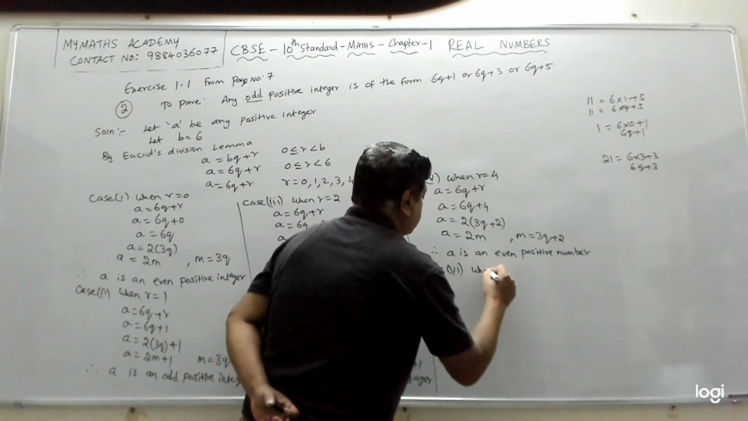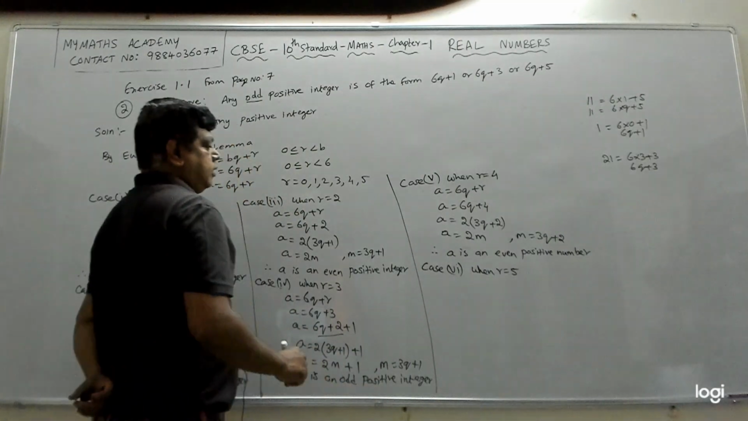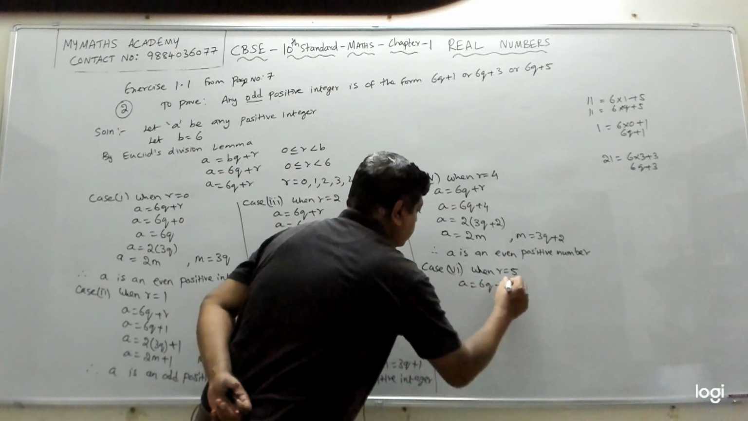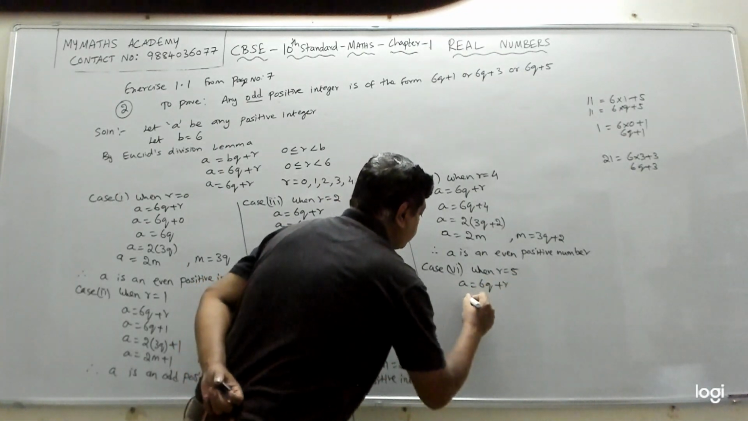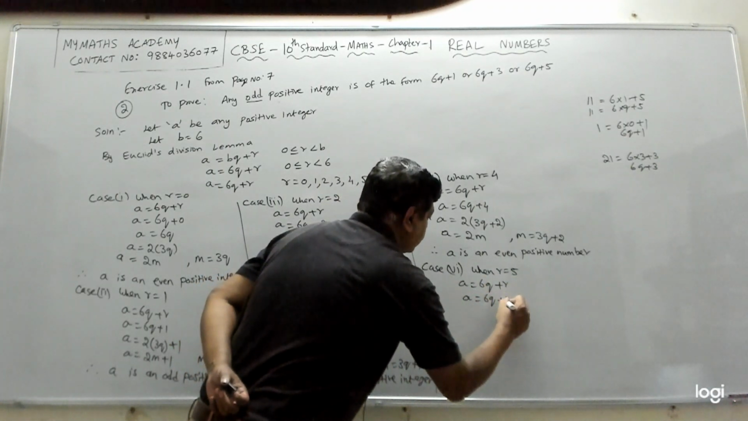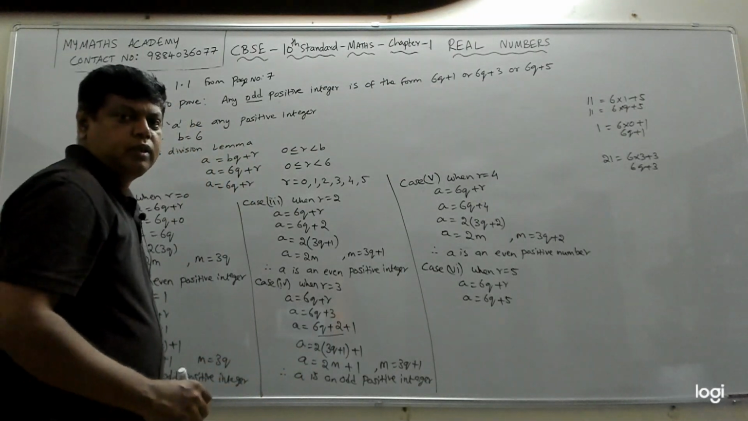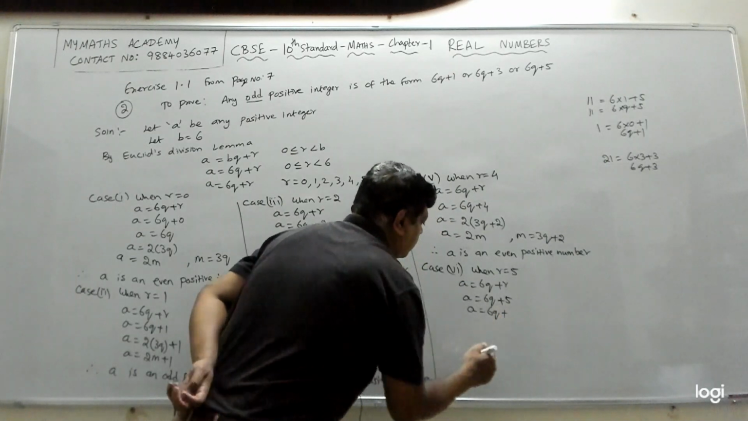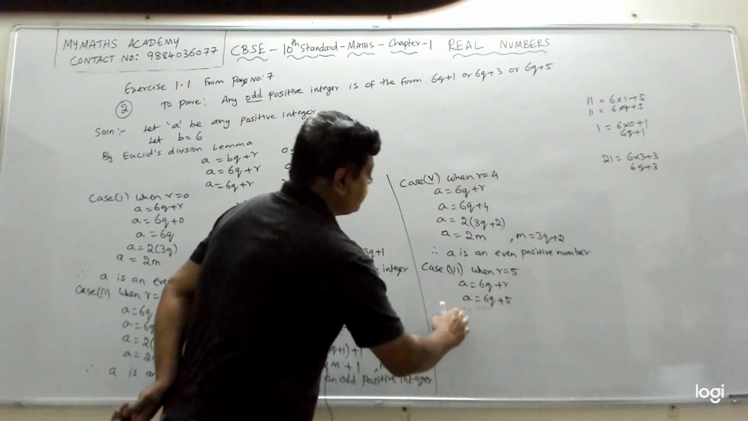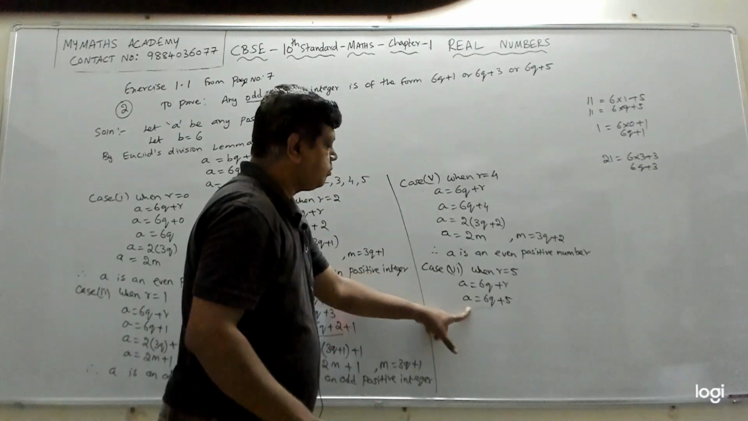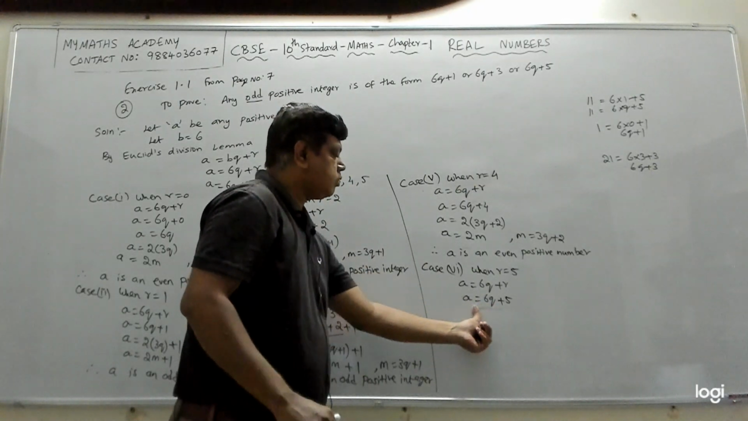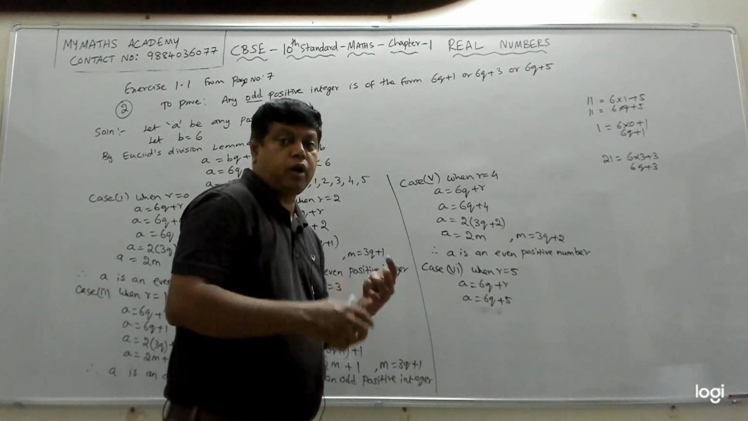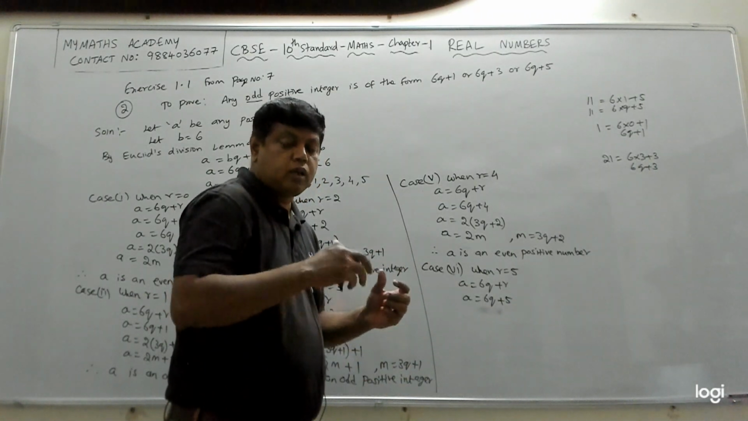Now when r is equal to 5, what happens? My A is 6q plus r. Now I need to substitute r equal to 5. So A becomes 6q plus 5. Before I write this, we need to check whether you can take 2 common. Can I take 2 common from both? No, because this is an odd number. I can't take 2 common. The moment you cannot take 2 common, you have to break your 5 as 4 plus 1.